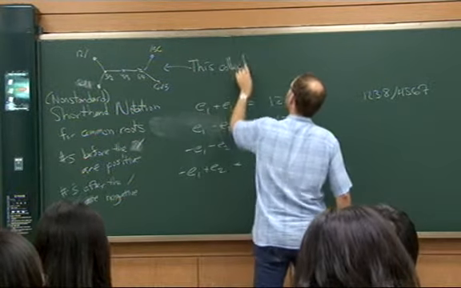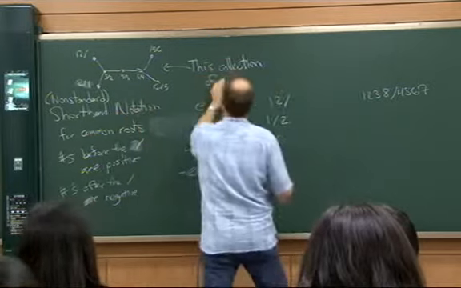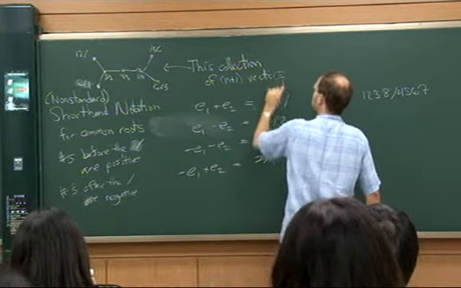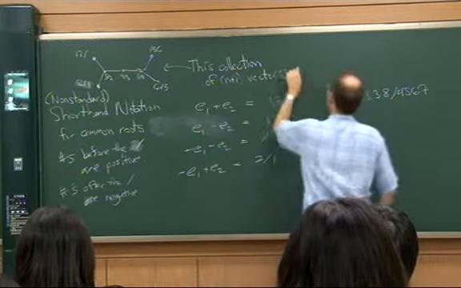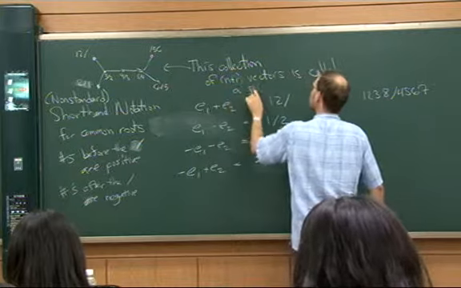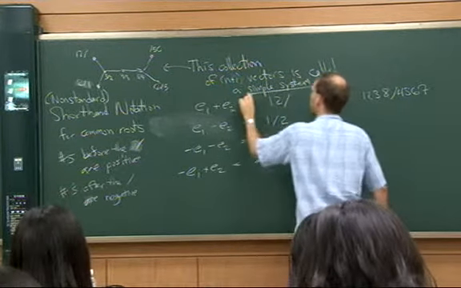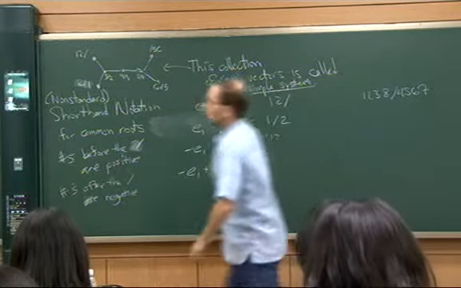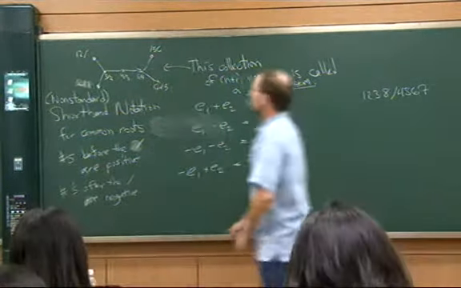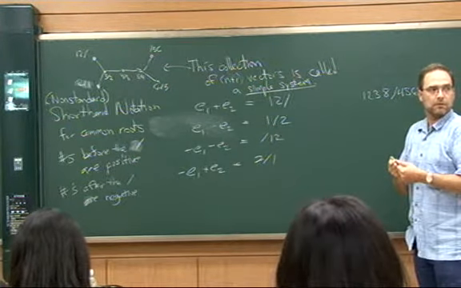This collection of, well, let me just say it in general, n+1 vectors is called a simple system. Okay? One for every dot. When you have one for every dot, that's called a simple system. The hyperplanes that bound your fundamental domain, that's called a simple system.